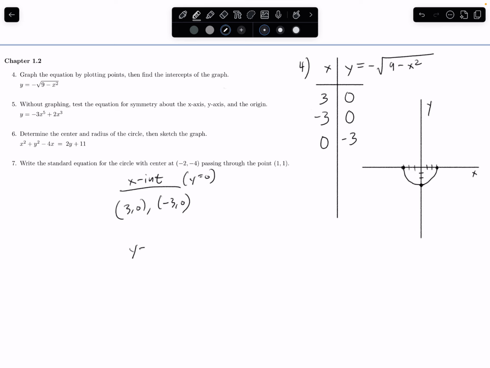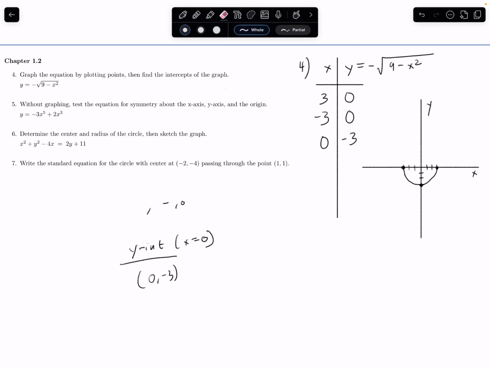Okay, what about y-intercepts? The y-intercept is when x is 0. Remember, it's kind of opposite, right? So if x is 0, I get negative 3. (0, negative 3) is my y-intercept. Sweet. And just like that, question 4 is done.